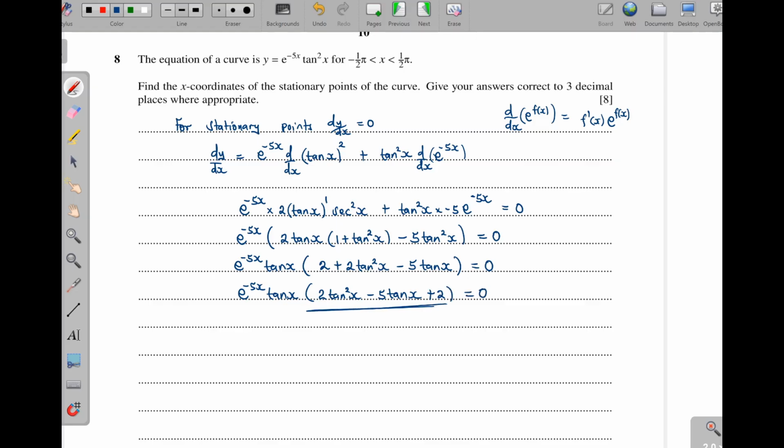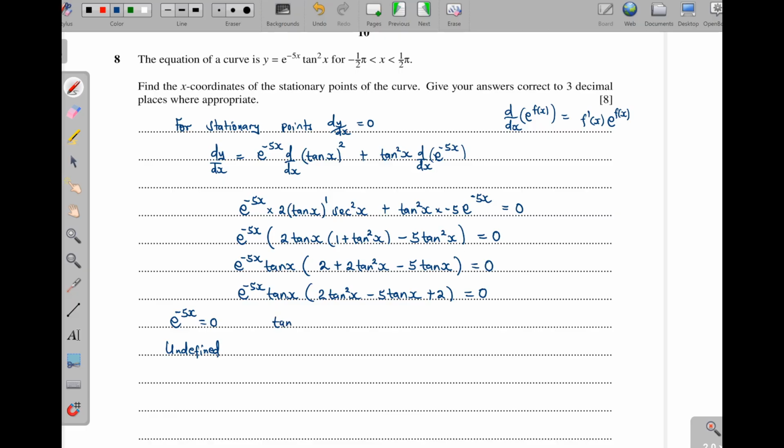Now this is a quadratic in tan x. Now we are having 3 factors here. There is this, and this one here. So we equate all of them to 0. So e to the power of negative 5x is equal to 0. There is no number we can power e with to end up with a 0. So therefore this one is undefined. So we do away with that.